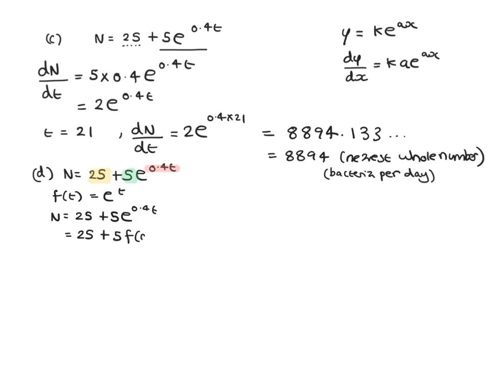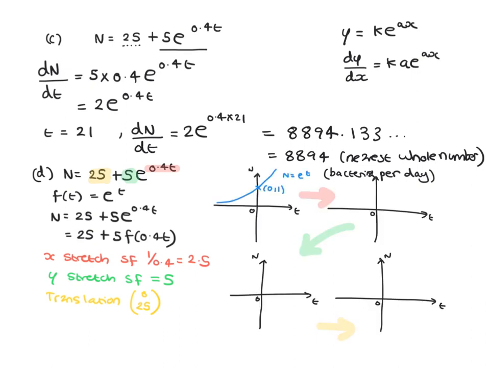5f of 0.4t. So we have an x stretch with a scale factor of 1 over 0.4, which is equal to 2.5. We have a y stretch with a scale factor of 5, and then we have a translation, which must come after the y stretch because they both affect the y coordinates, of 0.25. See if you can sketch these and then check on your graphical calculator. So you can see the first sketch is of n equals e to the power of t.